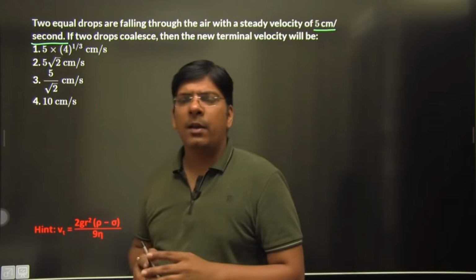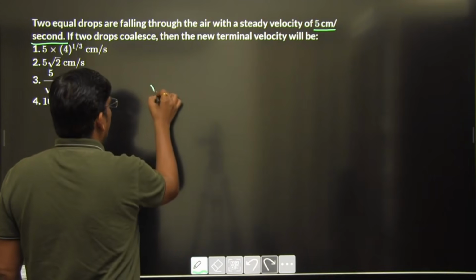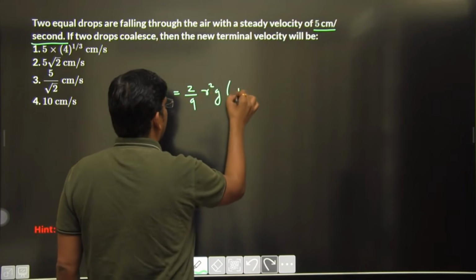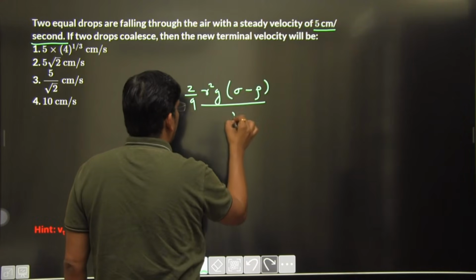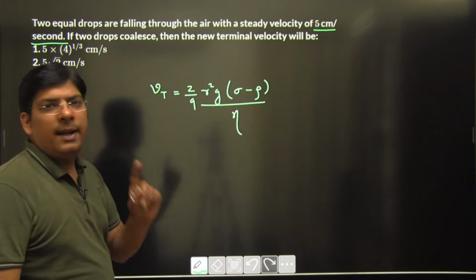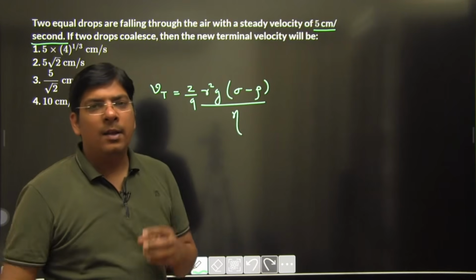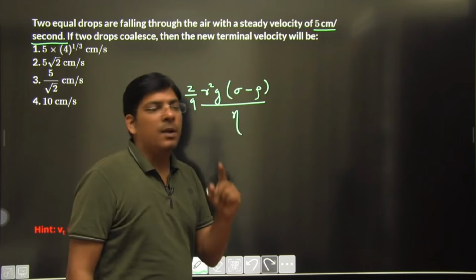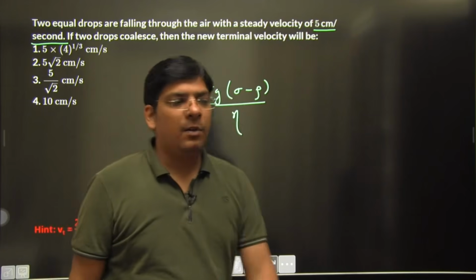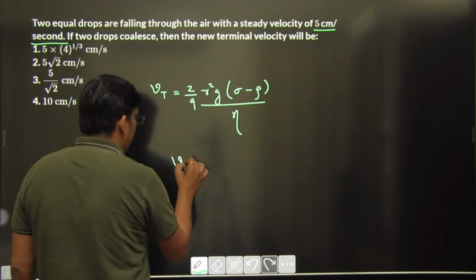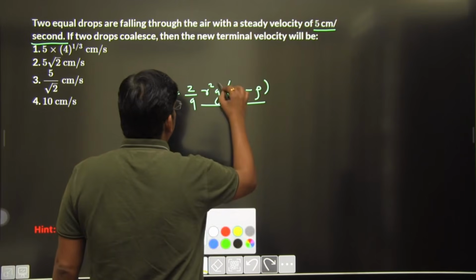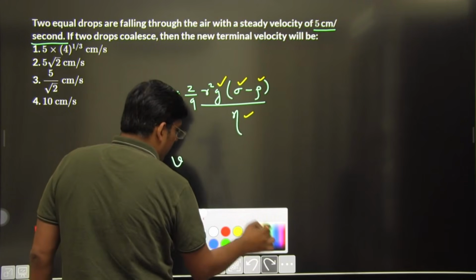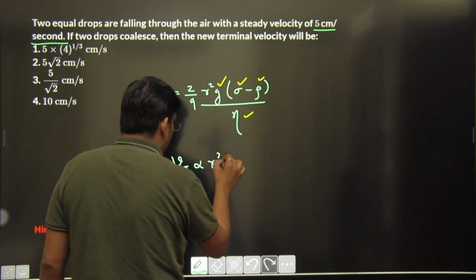Dear students, here we know that the formula for terminal velocity is 2 by 9 r square g (sigma minus rho) divided by eta, symbols having their usual meaning. R is the radius, g is acceleration due to gravity, sigma is the density of the object which is falling in the viscous medium, rho is the density of the medium, and eta is the coefficient of viscosity of the medium, right? Now I can clearly see if we are not changing the other parameters, like acceleration due to gravity, sigma, rho and eta, then I can conclude that terminal velocity is directly proportional to the square of the radius of the drop.